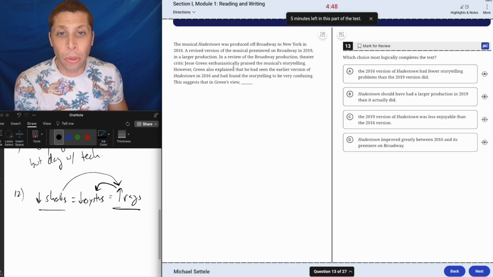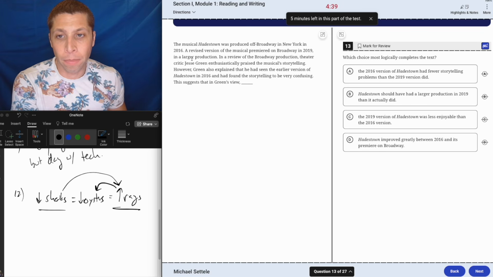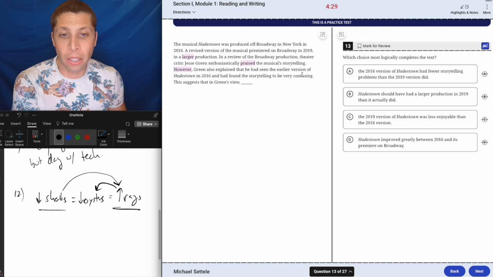13. Completes the text. The musical Hadestown was produced off Broadway in New York in 2016. A revised version of the musical premiered on Broadway in 2019 in a larger production. In a review of the Broadway production, Green enthusiastically praised the musical's storytelling. However, Green also explained that he had seen the earlier version of Hadestown in 2016 and found the storytelling to be very confusing. This suggests that in Green's view, the new one is better.